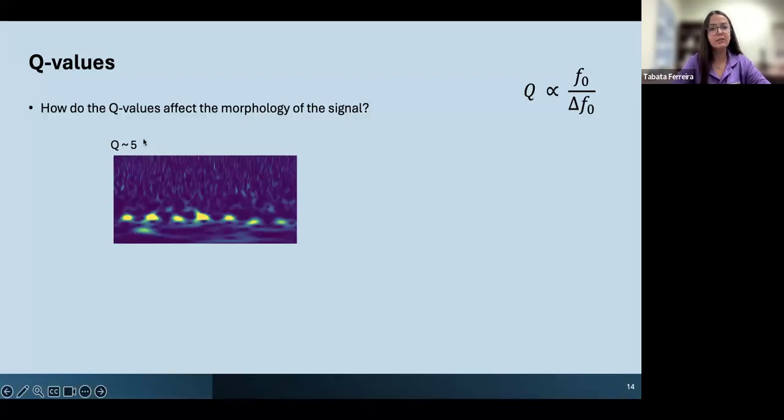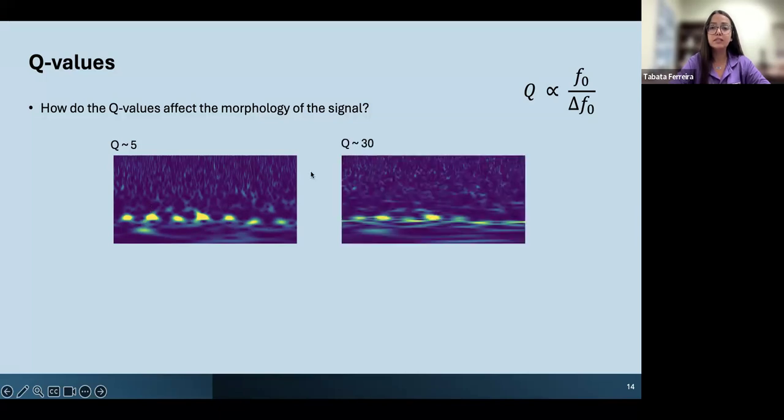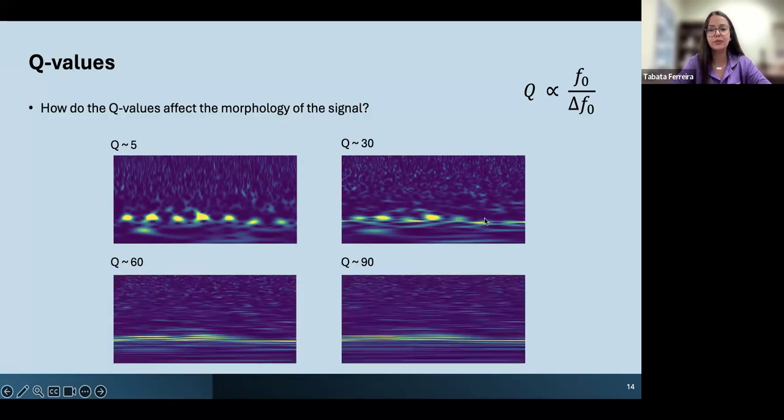When I apply the Q-transform using a low Q value, you can see a good time resolution, so we can see this behavior very well. If we increase the Q value, we start to lose information in time. As you can see here, the spaces are not that clear anymore. And if we keep increasing, we basically lose all the time information and only have good frequency information.